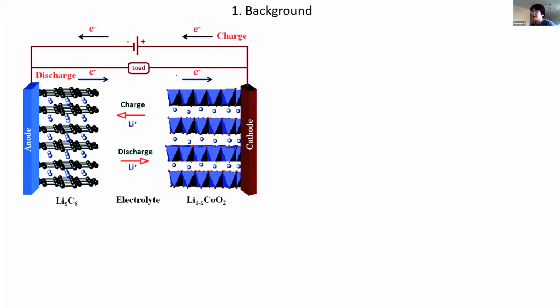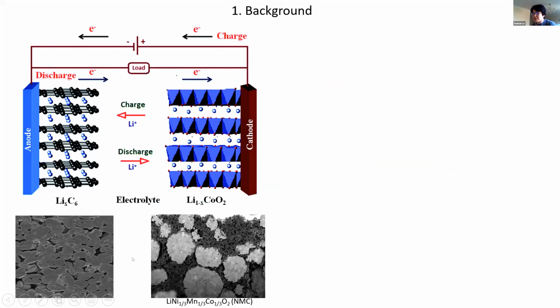This is the basic schematic of the structure of the lithium-ion battery. It mainly consists of the anode, we normally use graphite, and the cathode. Cathode is made of the lithium transition metal and the oxygen compound. So this is the SEM image, which shows the morphology of the graphite and the state-of-the-art cathode, which is the compound consisting of lithium, nickel, manganese, cobalt, oxygen. So we also name it NMC.